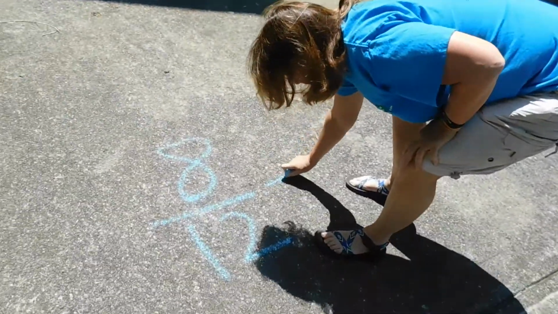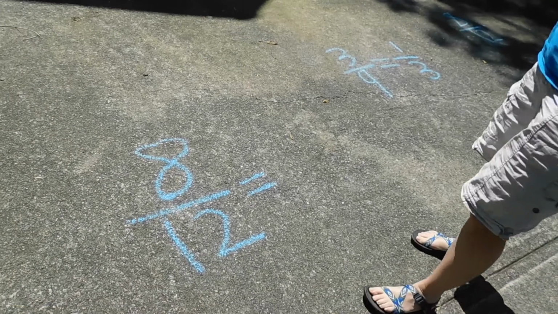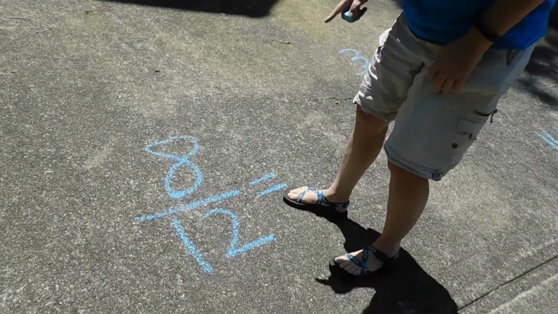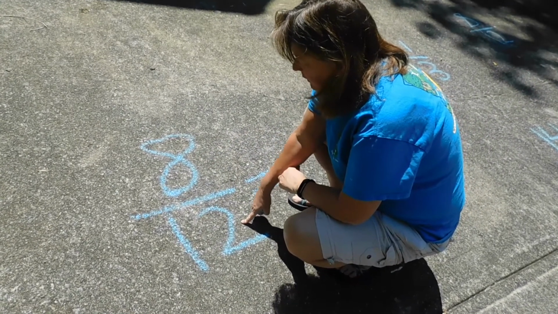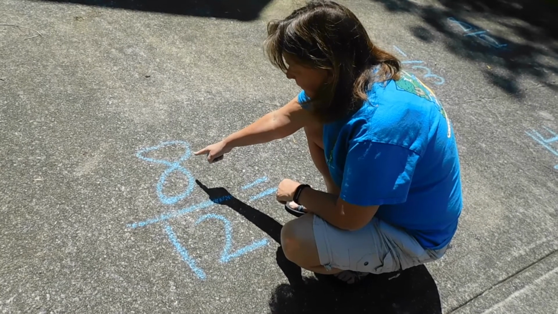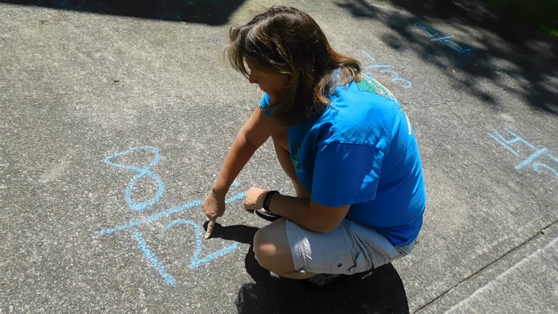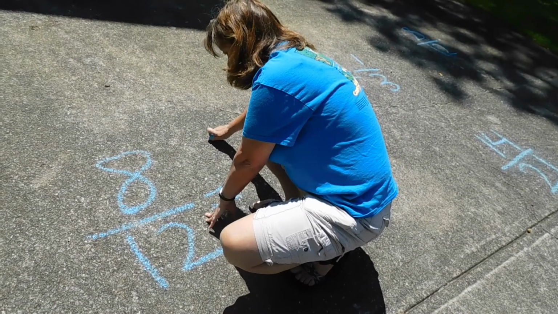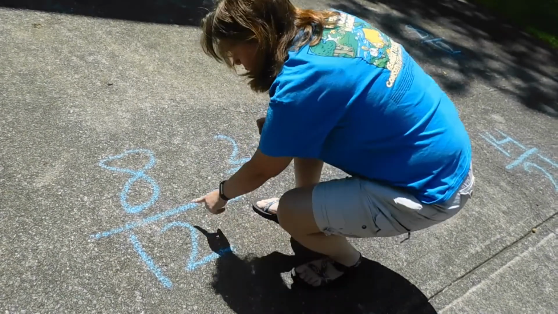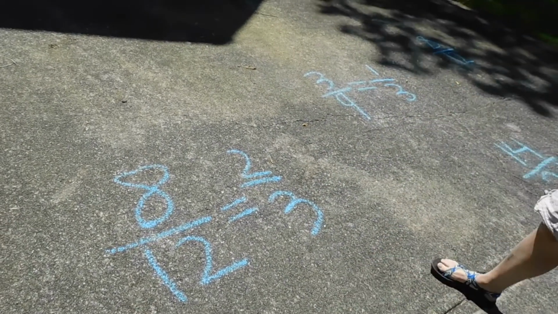Let's try a harder one. First of all, I want you to see if you can say that fraction. Hopefully you said 8/12. So we're going to think of the biggest number that can go into both of them. It'd be nice if it was 8, but 8 won't go evenly into 12. So the next bigger number that goes into 8 is 4. 4 does go evenly into 12. So 4 is the biggest number that goes into 8 and into 12. We divide the top by 4: 8 divided by 4 is 2, and 12 divided by 4 is 3. So 8/12 is the same as 2/3.